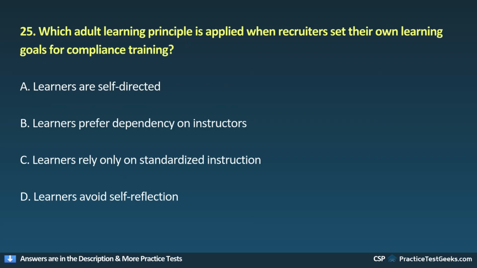25. Which adult learning principle is applied when recruiters set their own learning goals for compliance training? A. Learners are self-directed. B. Learners prefer dependency on instructors. C. Learners rely only on standardized instruction. D. Learners avoid self-reflection.